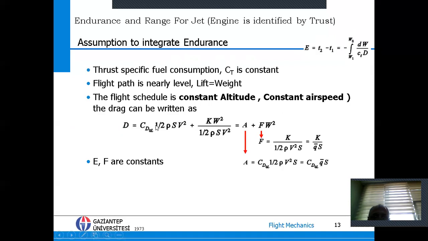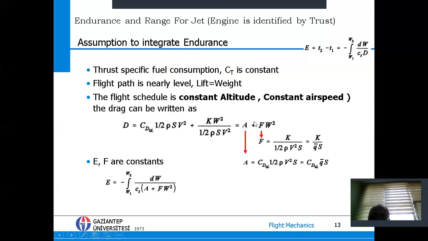So here we have velocity. Velocity is constant. And here we have also velocity constant, area constant, density. Since constant altitude, density is also constant. So the only variable is weight. Why? Because we have fuel consumption. So this equation can be simplified in this format: constant plus constant multiplied by W squared. Sorry, here A and F are constant.